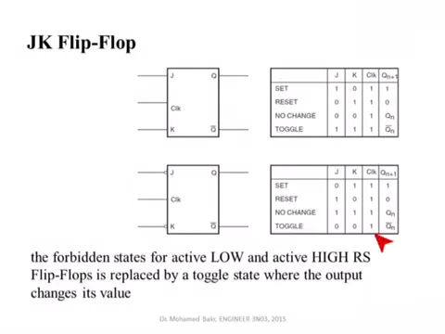This is an active low JK flip-flop, and you can see these bubbles are telling you that the inputs are inverted. So in the set condition, if you put J equal to 1, K equal to 0, and if the clock is 1, the output will be set equal to 1 regardless of the current state. So the Q will be 1 and Q bar will be 0.